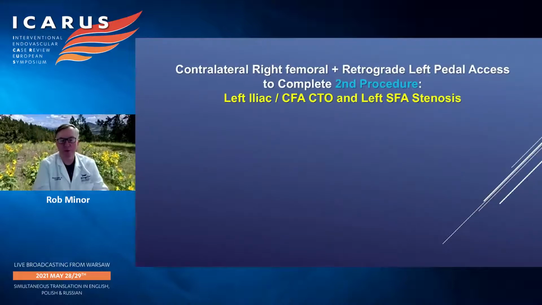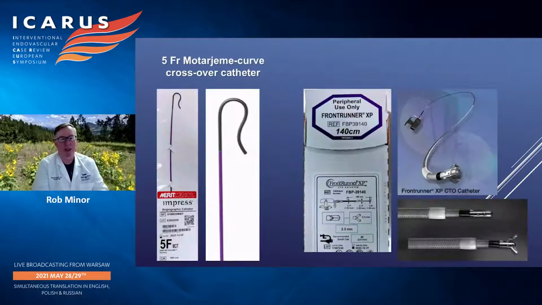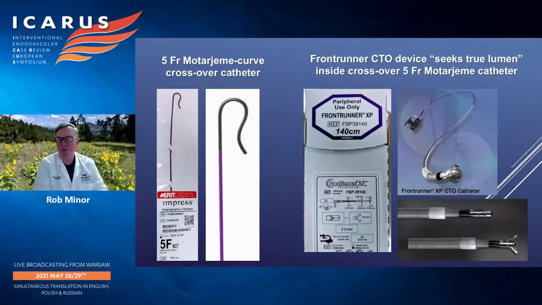In the second procedure, contralateral right femoral and retrograde left pedal access was then used. And for the benefit of the early and mid-career endovascular specialists, I wanted to briefly review the devices and techniques. A Materjame catheter was used to engage the left common iliac artery occlusion from right femoral access. A Frontrunner CTO device, which tends to stay in the true lumen of the vessel, was advanced through this Materjame catheter across the occlusion.